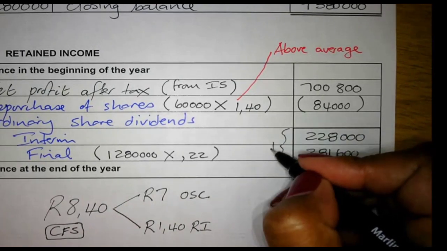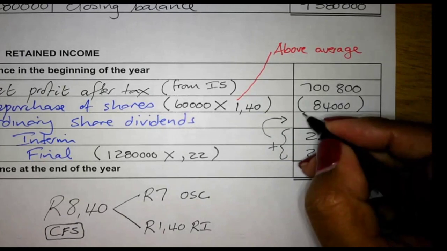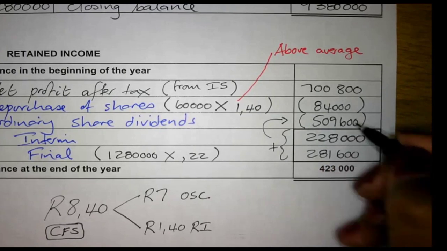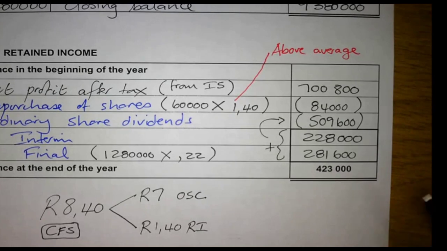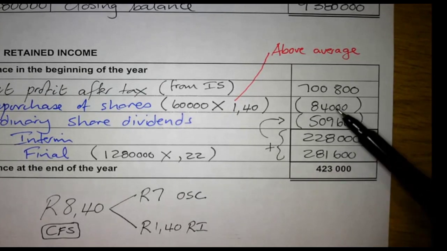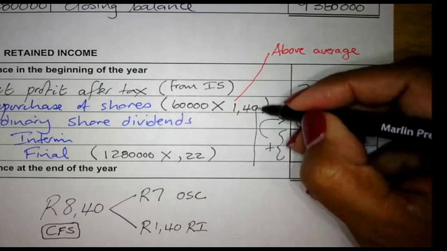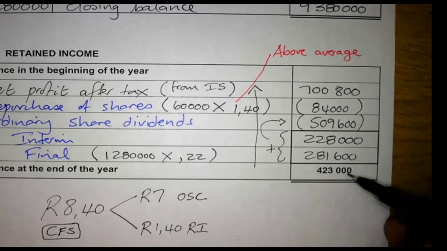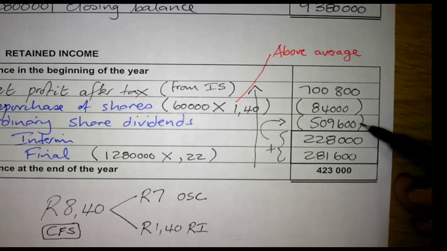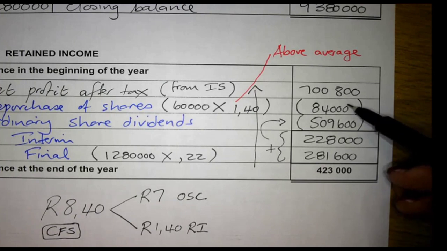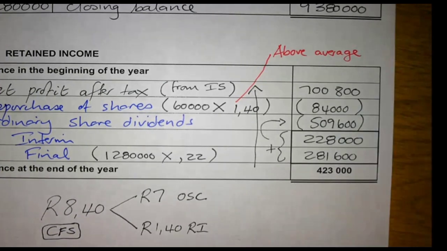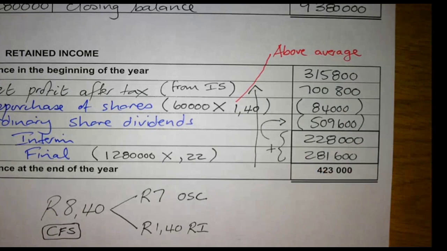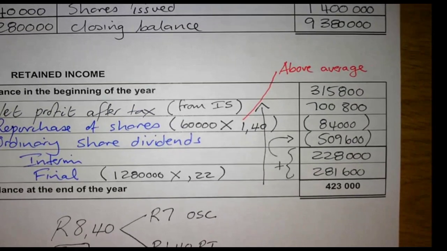And that's going to give me 281,600. I'm going to add this together, and I'm going to put the total there, and it's in brackets, and it's 509,600. Now, all that remains is, where I minused, I'm going to plus, because I'm working backwards now. I'm working up. So when I work up, I do the opposite of what happens if I work down. So I say 423 plus 509,600 plus 84 minus 700,800, and I get 315,800, and that is your balancing figure. Okay, and that is it.